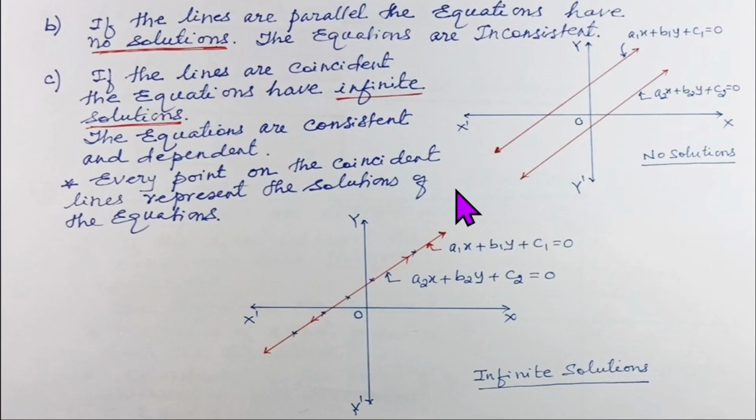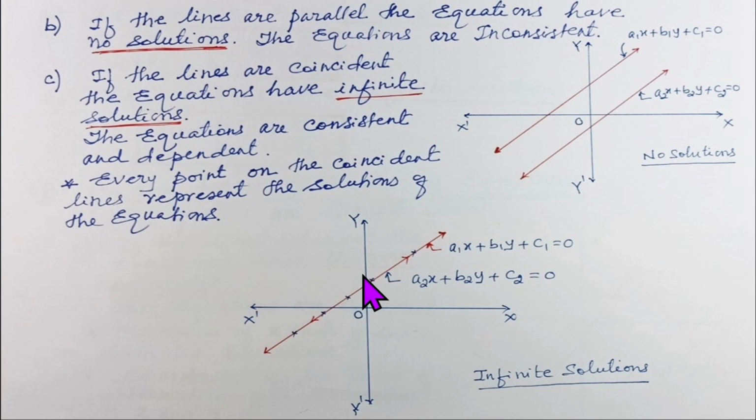Now, if the graphs drawn of the given pair of linear equations are parallel, that means the two straight lines are parallel lines, then the equations have no solution because there is no common point between them. Therefore, they have no solution. The equations are said to be inconsistent.